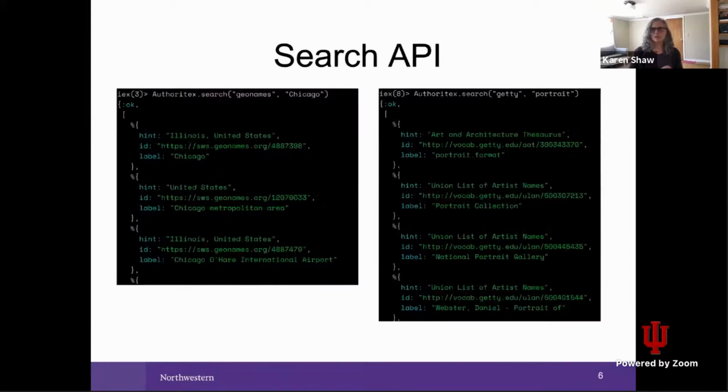This graphic shows a couple examples of Authoritex's search API directly within Elixir's interactive shell, IEx. The search API takes two parameters: the code name of the authority to search, which is one of the callback functions we just talked about that you need to implement, and a query string. The search returns a JSON object containing ID, label, and hint. I'll show you how we use the hint in our app a couple slides later.